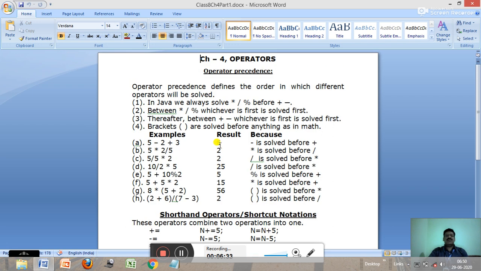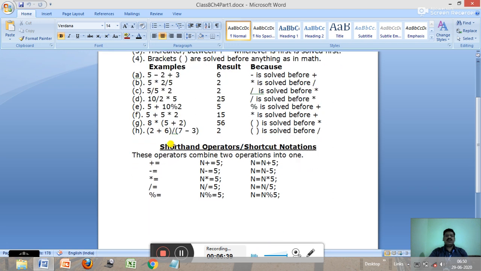So in today's class we have learned operator precedence, how to evaluate the mathematical expression in Java, and what are the shorthand operators or shortcut notations in Java.